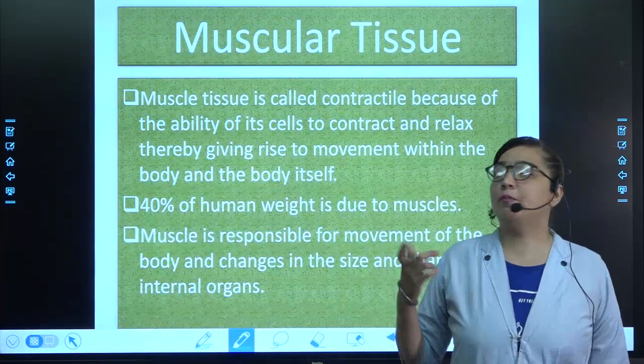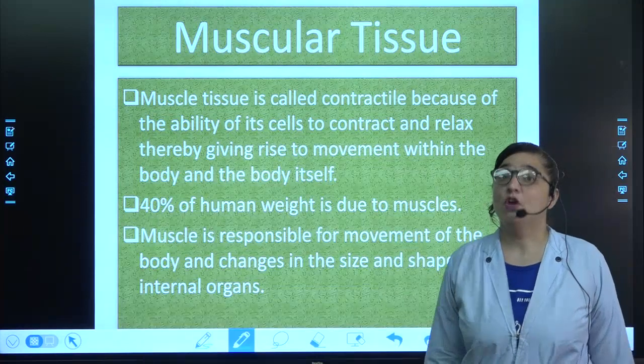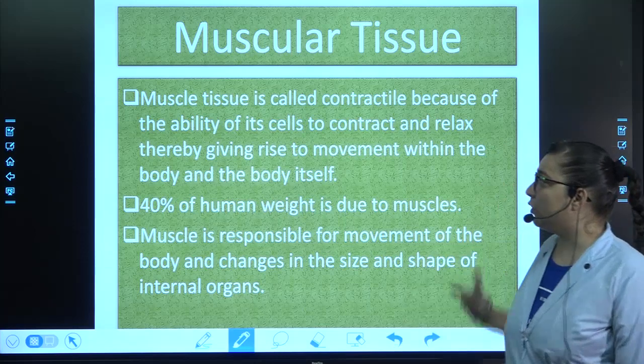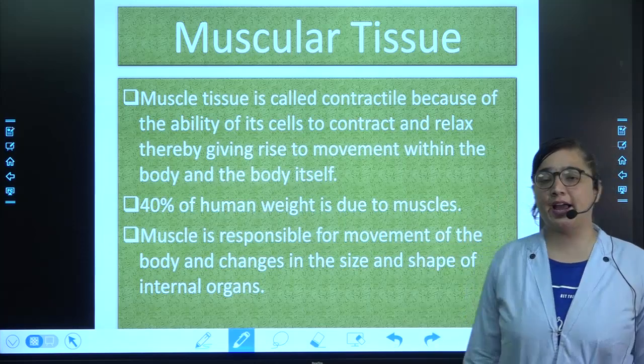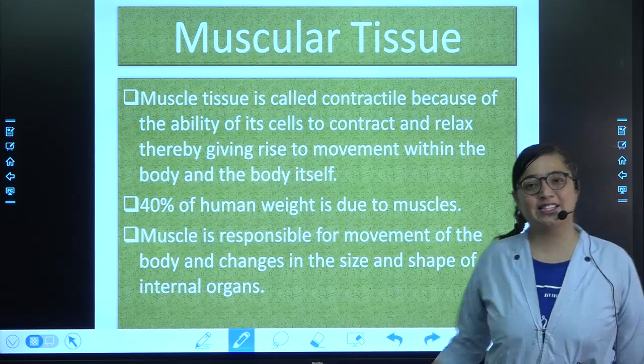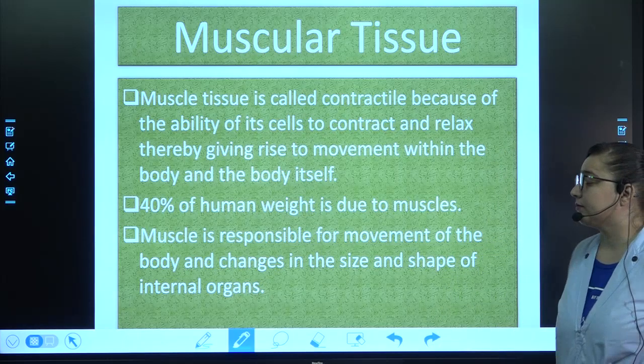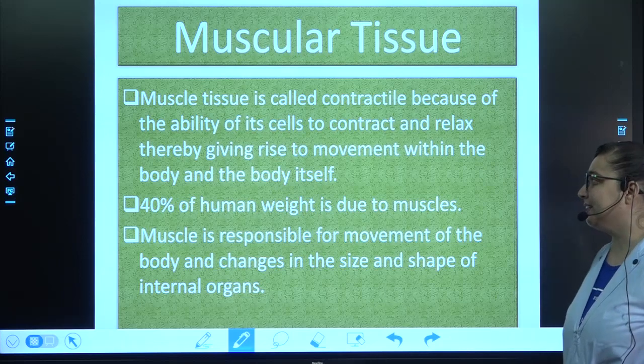After that, important points about the muscular tissue. From here, your part 2 note down is left out. Note it down first, and then I will explain one slide once again. Note down quickly.